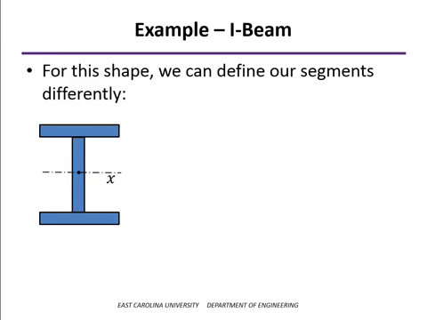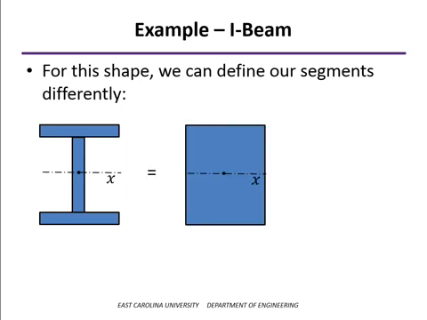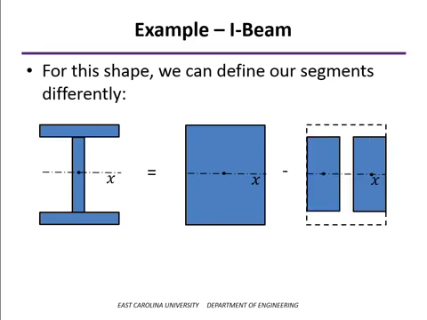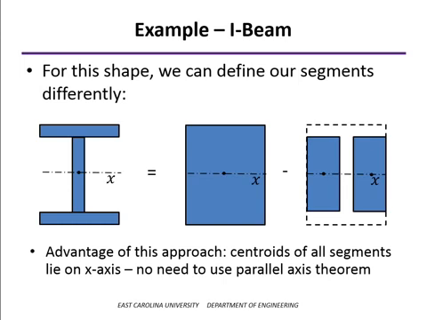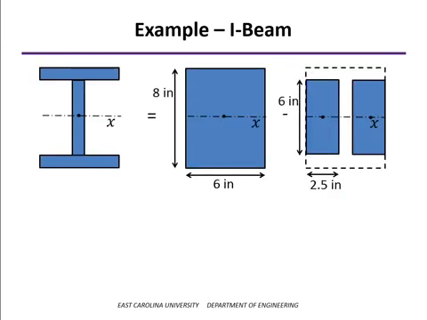And instead of looking at the two flanges separately and the web separately, in other words, dividing it up into three pieces like that, instead we can take the entire rectangle, as though this were a total solid cross-section, and subtract off these two pieces. And the advantage of doing it this way is that all of these segments have centroids that lie along the x-axis, so we don't have to use the parallel axis theorem at all to do this.